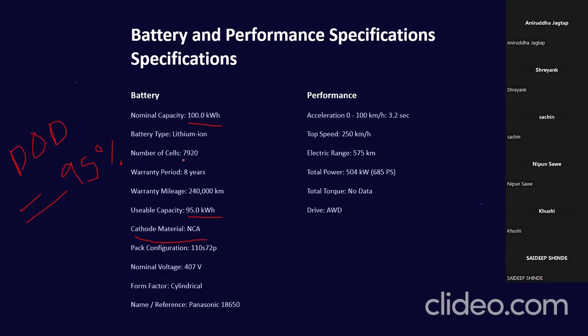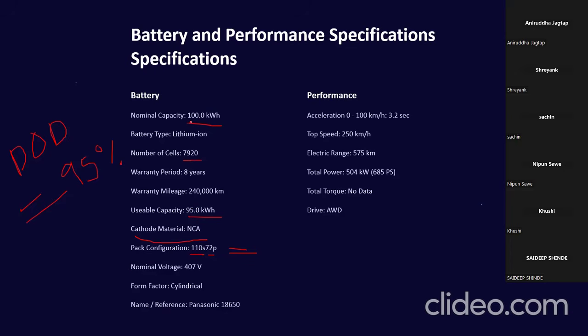As they're using a total of 7,920 cells to make this 100 kilowatt hour battery pack, their pack configuration is 110S72. That means in series they are connecting 110 cells, and in parallel they are connecting 72 cells. So the overall number will be 110 multiplied by 72. That will be the total number of cells. Okay.